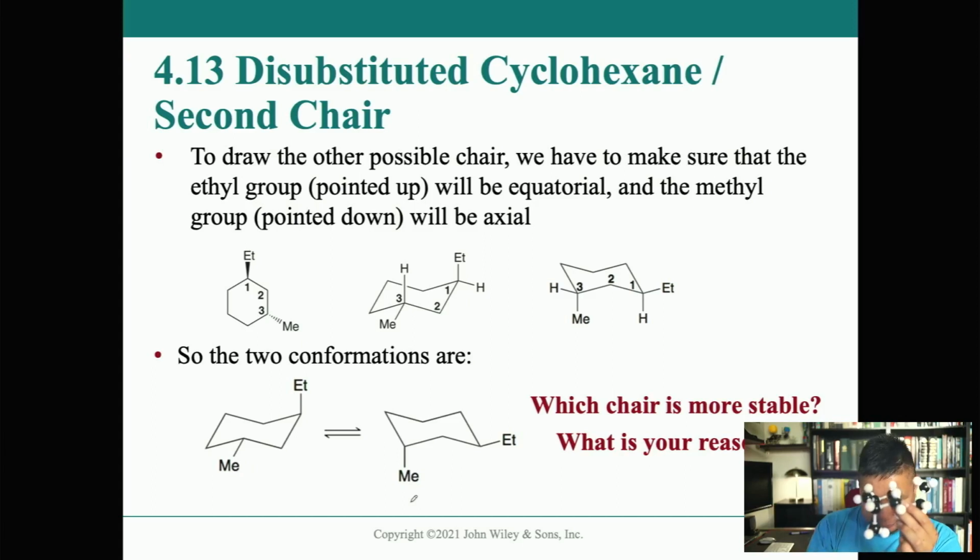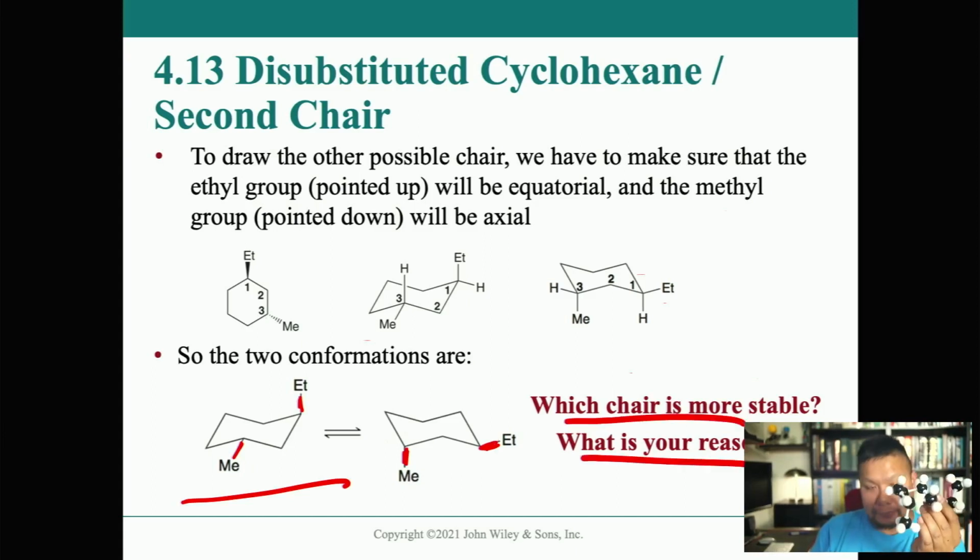And you can draw them as such, right? The first one where the ethyl group is pointed up, the methyl group is pointed down, right? And then we do the chair flip, and now the methyl group is actually axial, and the ethyl group is equatorial. So the question then is, which chair is more stable?